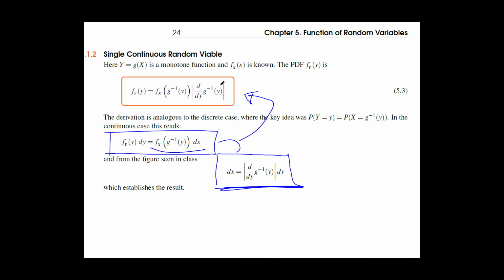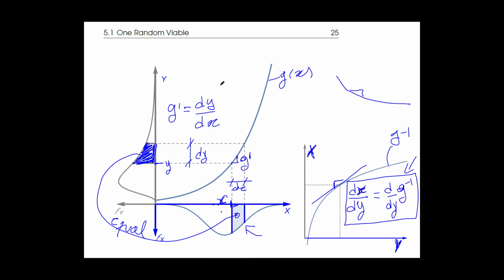Okay? And yeah, hopefully you can see why we need to do that, because the areas or the sizes of dx and dy right here, they change according to g prime. So the flatter it is, for example, so if the function were really flat, you see that the corresponding dx would be a lot larger.